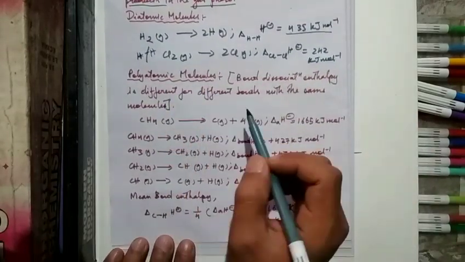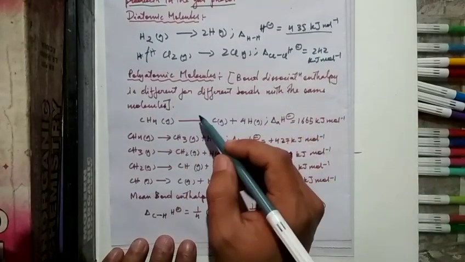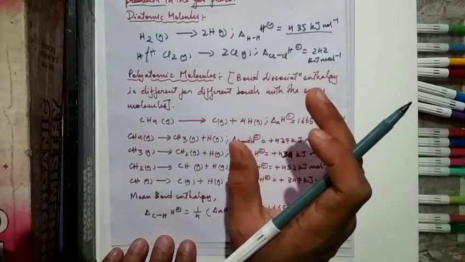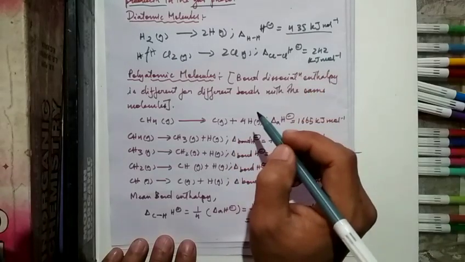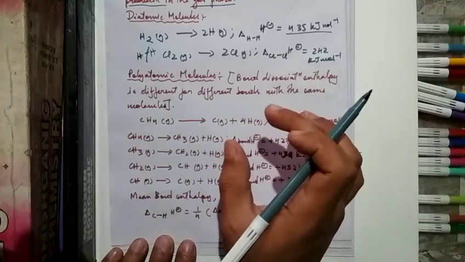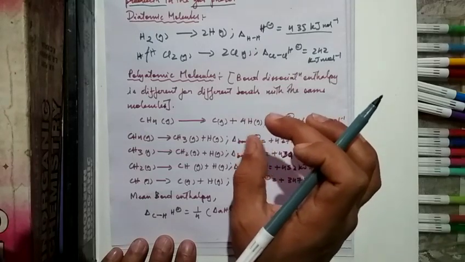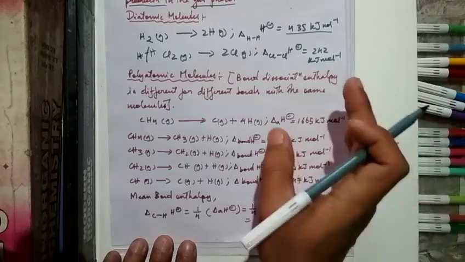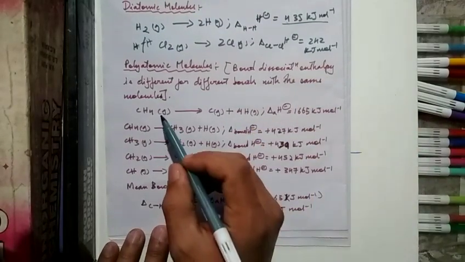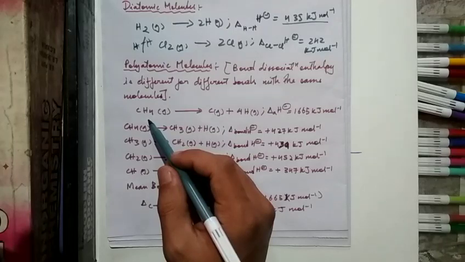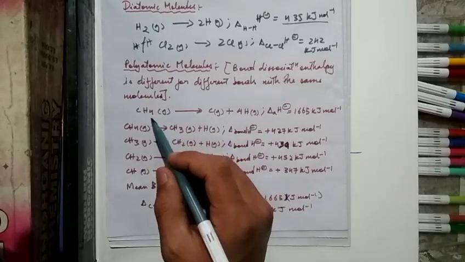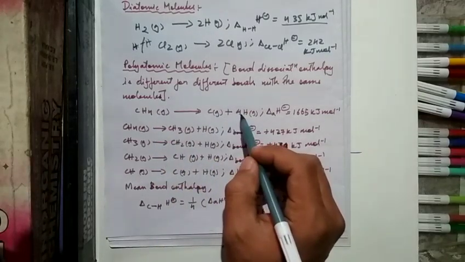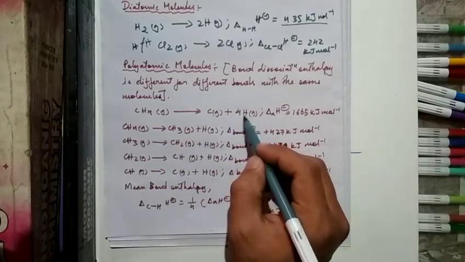Now next one, polyatomic molecules. For polyatomic molecules, the bond dissociation enthalpy will be different for different bonds within the same molecule. Each bond will have a different bond dissociation enthalpy. Taking the example of CH4, that is methane. In this case, methane breaks into carbon and hydrogen.